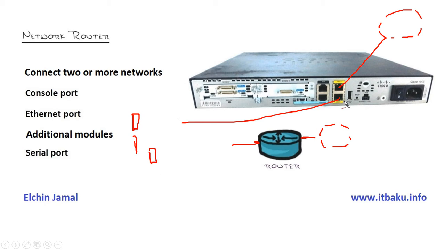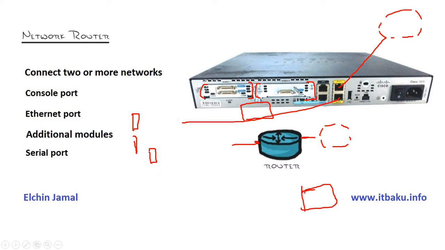But if we have more than two networks in our office, for instance 4 networks, we need to connect 4 networks to this router. Here we have one department and one department here, but this router doesn't have enough ports for that. What should we do in this case? As you can see in the picture, we have 2 modules here. This is the first module and this is the second module.